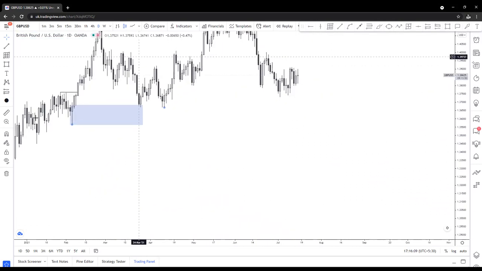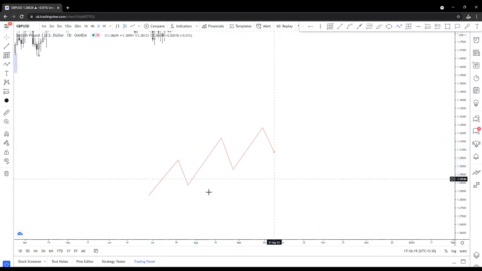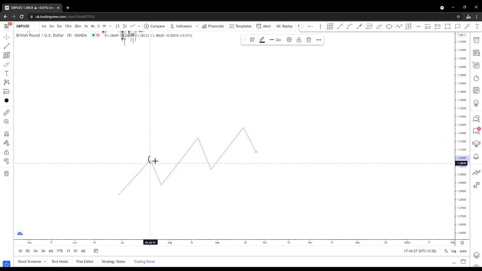If price is in an uptrend like this, have you heard of these people called the breakout traders? What they would do is place their buy stops above all of the swing highs, above this high, and above this high. I hope it's clear.